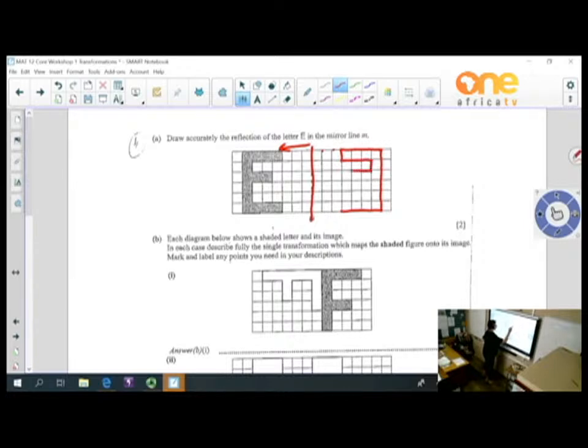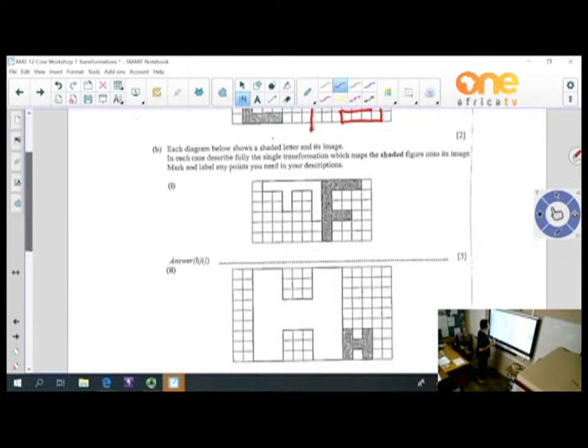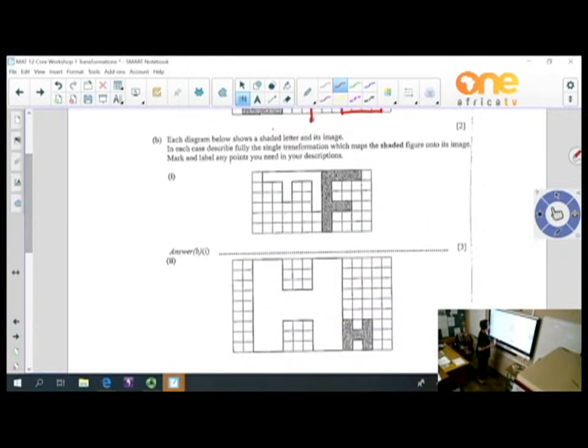It must also always be able to fold. Must always be able to fold it. And there is my reflection. Can you see? But your starting point is very important. The next one shows a shaded letter, and this is the image. You must also read that carefully in each case.